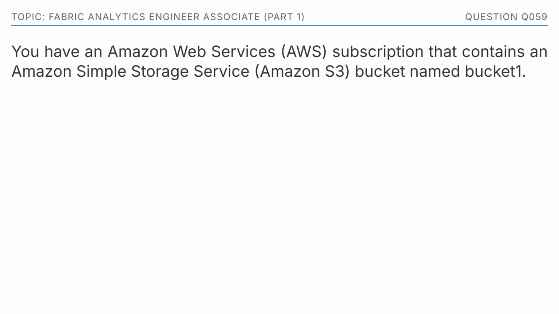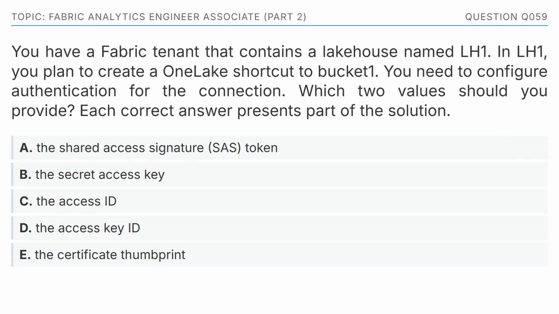You have an Amazon Web Services (AWS) subscription that contains an Amazon Simple Storage Service, Amazon S3, bucket named Bucket1. You have a Fabric tenant that contains a lakehouse named LH1. In LH1, you plan to create a OneLake shortcut to Bucket1. You need to configure authentication for the connection. Which two values should you provide? Each correct answer presents part of the solution.